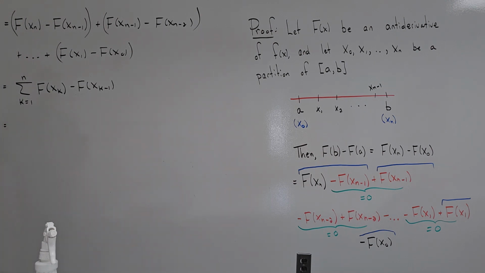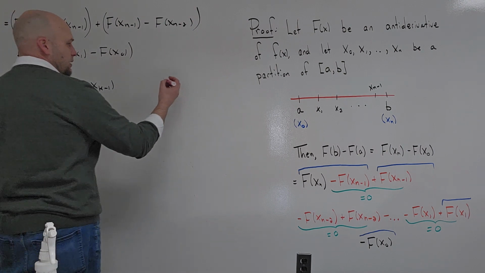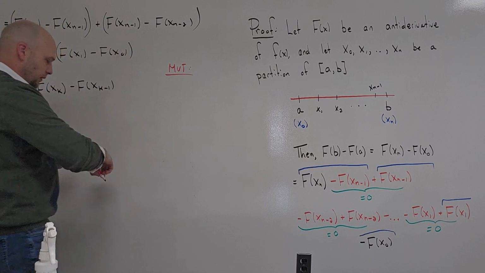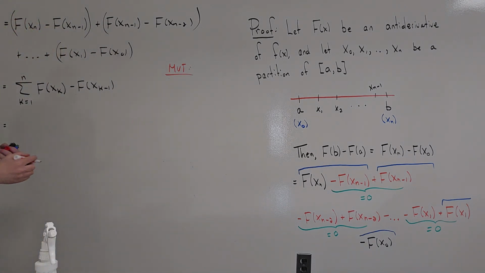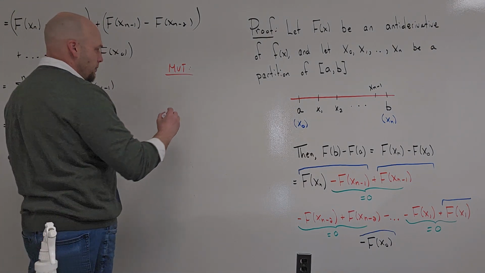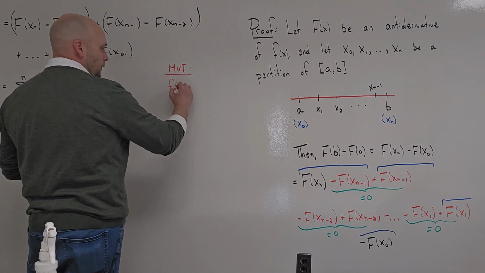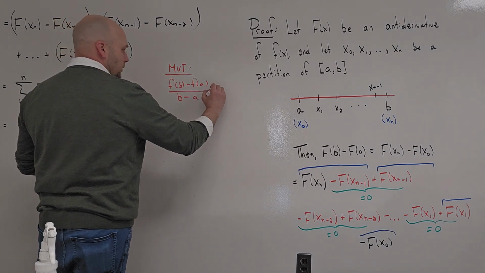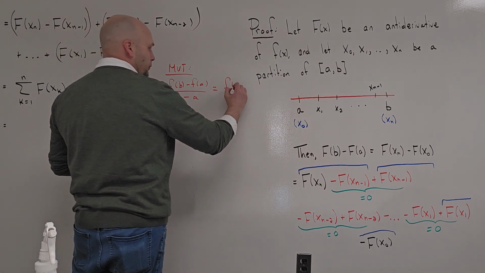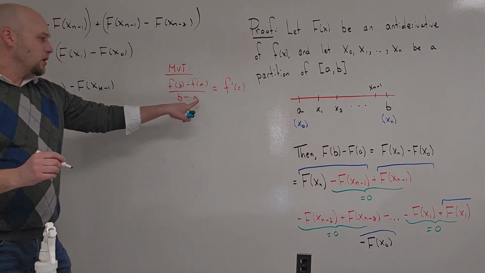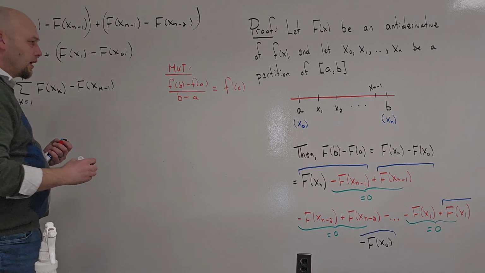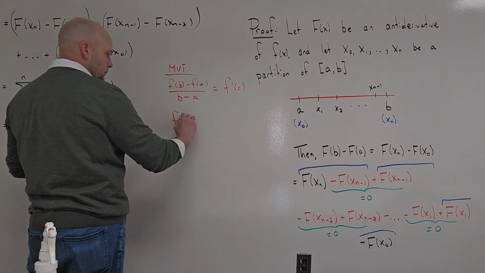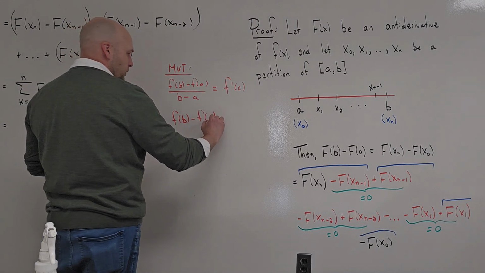Next, let me remind you of the statement of the mean value theorem. I erased it. I meant to leave that up there for another minute or so, but let me remind you of just the statement of the mean value theorem. We had f of b minus f of a over b minus a was equal to f prime of c. Remember, c was some value between b and a. What I'm going to do is take it and rewrite it as follows.